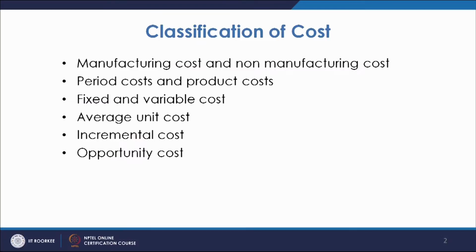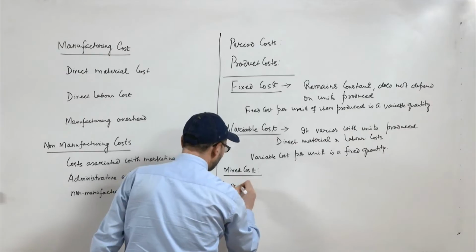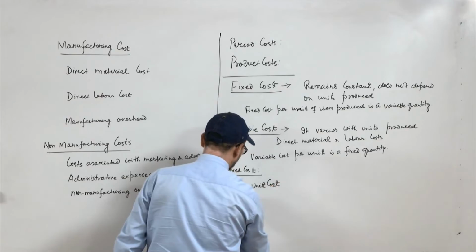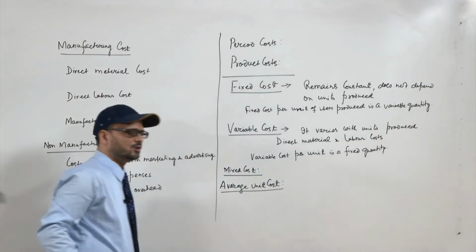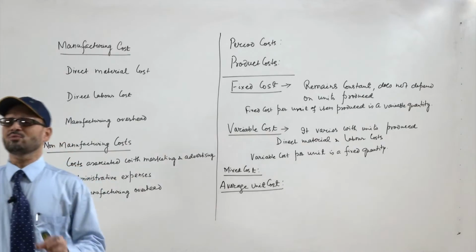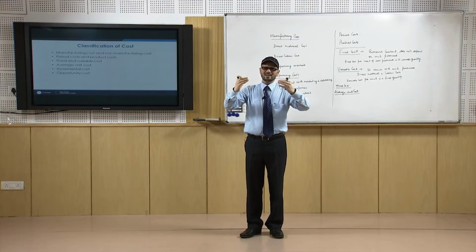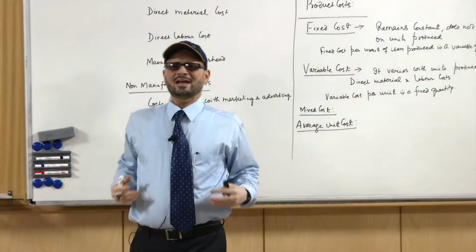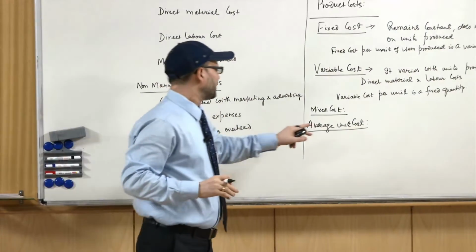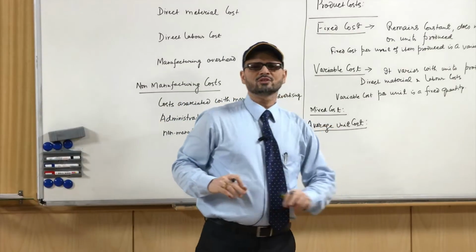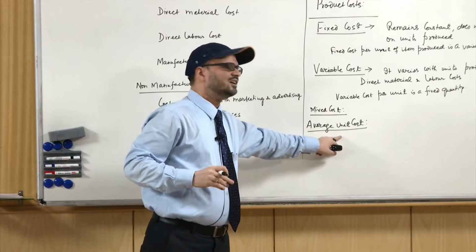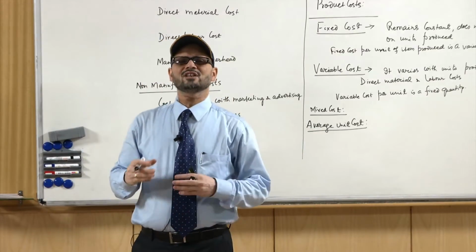Now, once you have got the cost, then you have average unit cost. Once you have got the total cost, to ascertain the cost incurred on the product, you express it in terms of average unit cost. So, what is the cost incurred and how many units are produced? Based on that, you calculate the value of average unit cost.